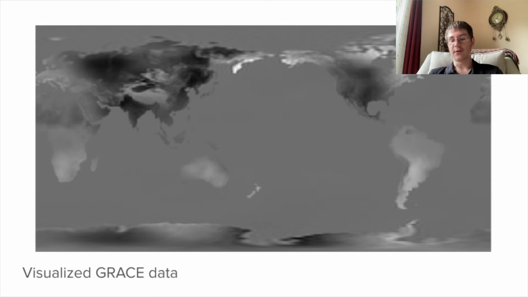The GRACE data in general, for example, is really just one image. As you can see here, in this case, darker areas have more water and lighter areas have less water, and there's just numbers for each of the different points.